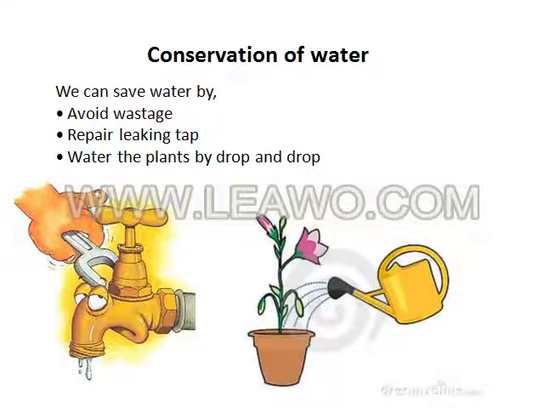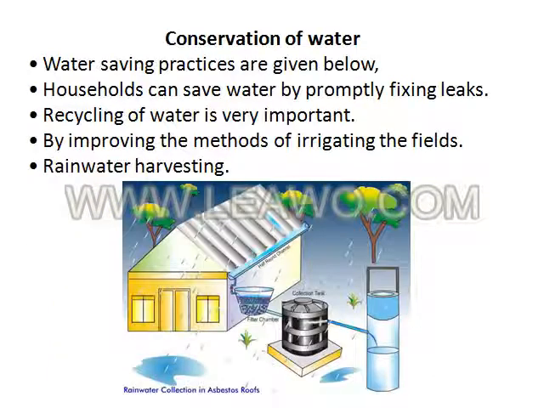How to conserve water? We can avoid the wastage of water by repairing leaking taps immediately and by watering the plants by applying some modern techniques. Conservation of water: households can save water by promptly fixing leaks. Recycling of water is very important, as is improving the methods of irrigating the fields. And lastly, rainwater harvesting will really help us to conserve and save water for future use.